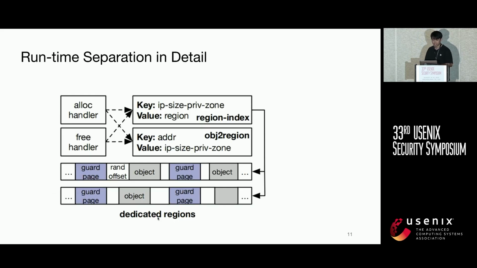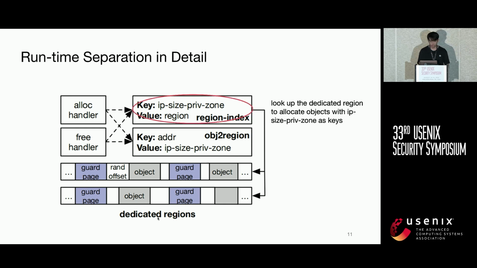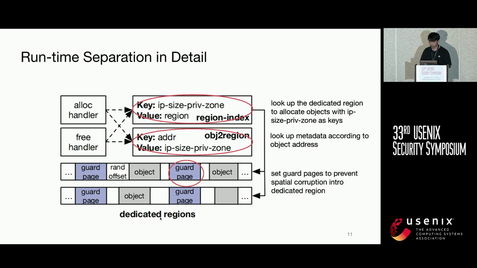For runtime separation in detail, we first have two maps. The first map is region to index. This map looks up the dedicated region to allocate objects, with IP, size, and privilege zone as keys. The second is object to region, which looks up metadata according to object address. In the dedicated regions, we have guard pages to prevent spatial corruption intra-dedicated region. We also have random offset to prevent temporal corruption intra-dedicated region.